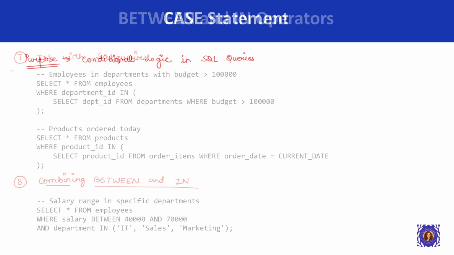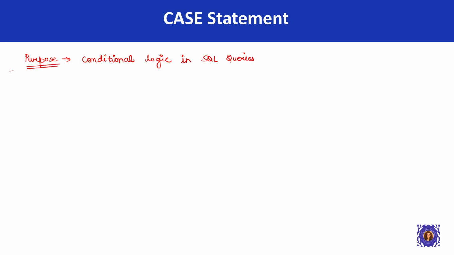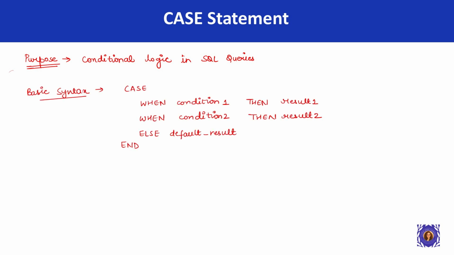The case statement in SQL is a powerful construct that allows you to implement conditional logic directly within your queries. It's essentially SQL's way of performing if-then-else operations, enabling you to return different results based on various conditions. The basic syntax starts with the case keyword. You then define one or more when clauses, each with a condition and a result to be returned if that condition is true. An optional else clause provides a default result if none of the when conditions are met. Finally, the end keyword closes the case statement.